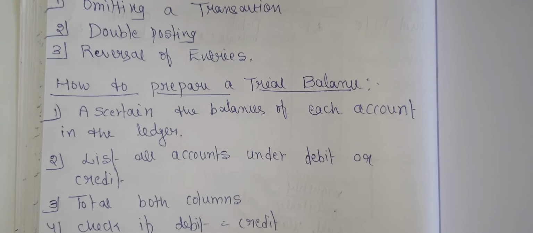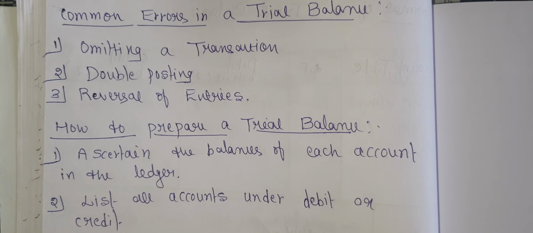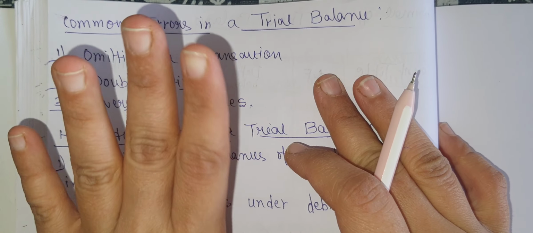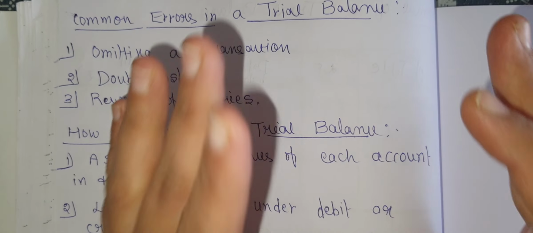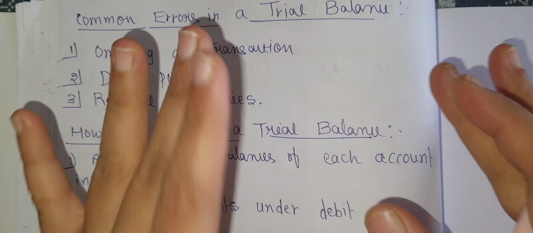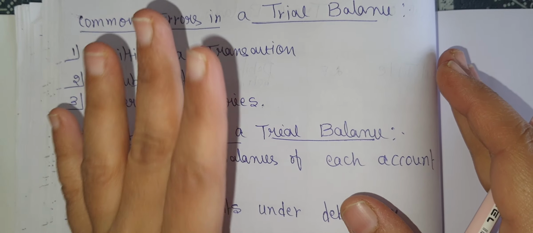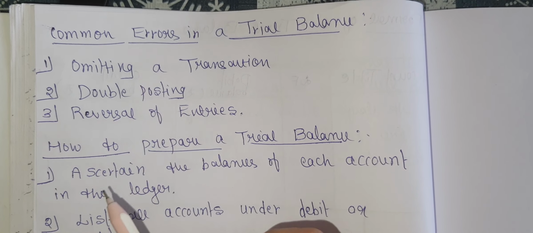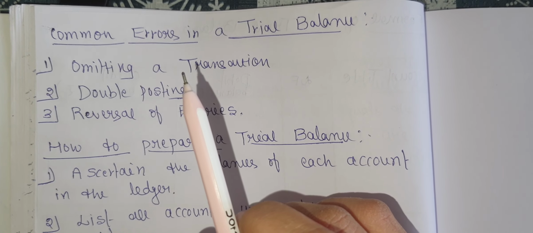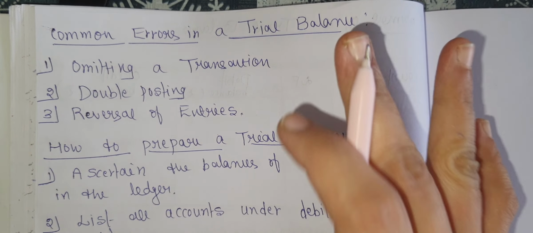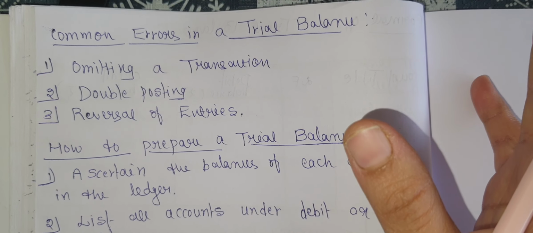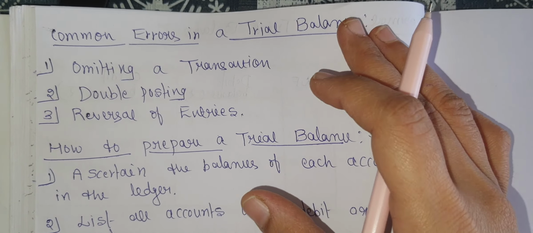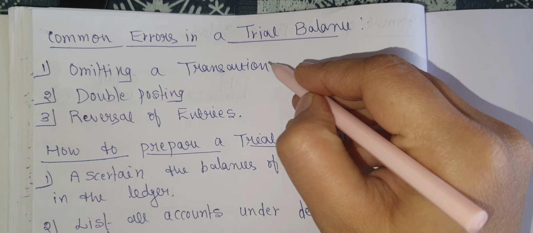What are the common errors in a trial balance? Remember, even if your trial balance matches, errors can still exist. Here are some common mistakes. First, omitting a transaction. If a transaction is not recorded, it won't appear in the trial balance. That is the first common error.